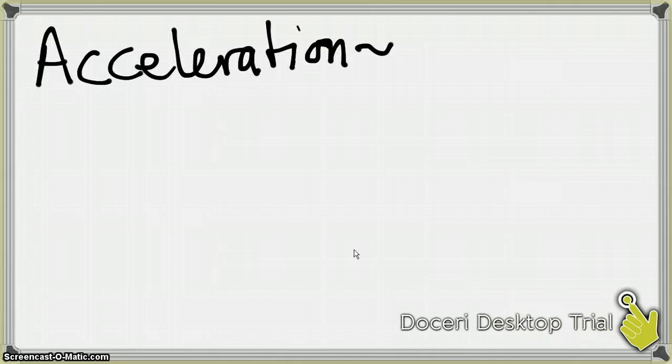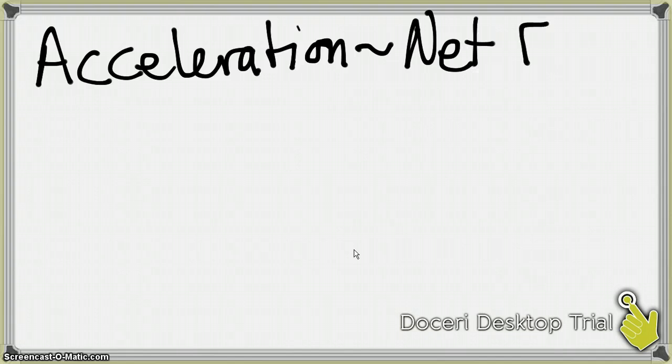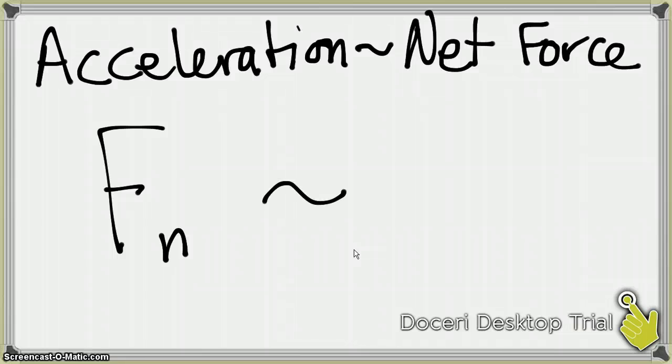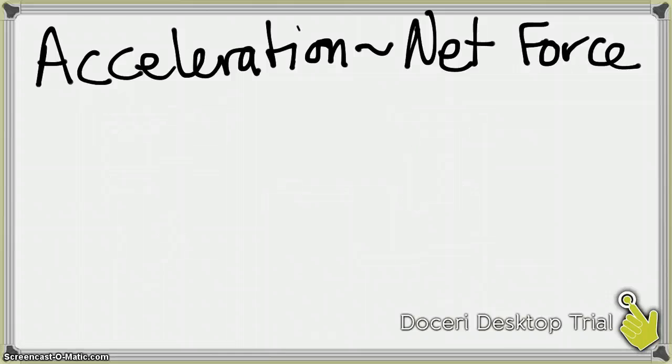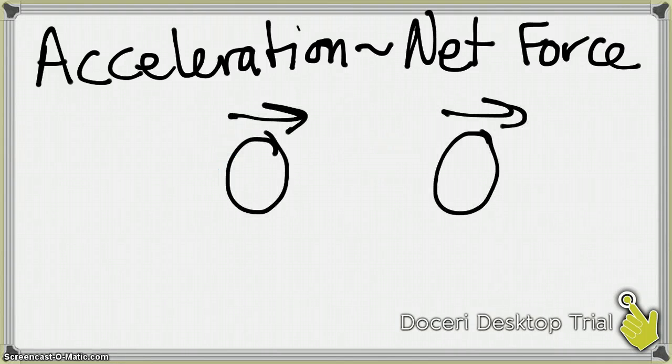In sum, gentlemen, the message of episode 1 is that acceleration is directly proportional to the net force. If you have a big net force, then you will have a big acceleration. If you have a small net force, then you will have a small acceleration. Finally, if there is no net force at all, then there is absolutely no acceleration. If there is no net force, then there's no change in the object's motion.